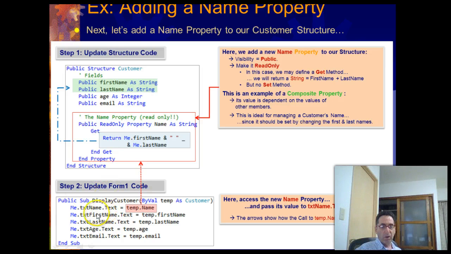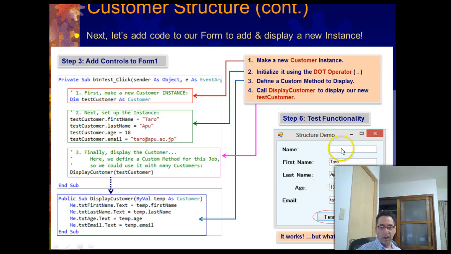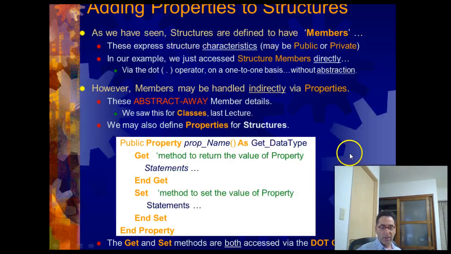Now we're going to update our Form 1 code. We already had this, and this before in our sub, but now we're also going to reference me.textName. That's this one here. We're going to reference that.